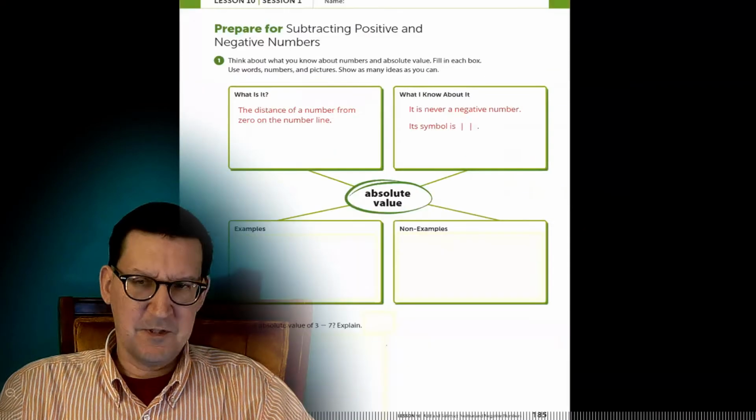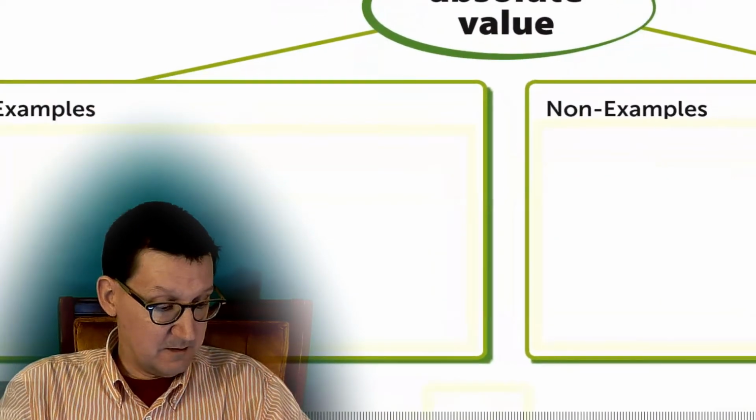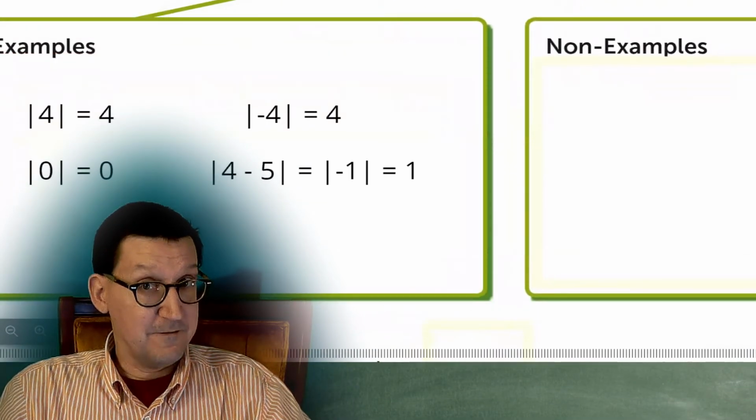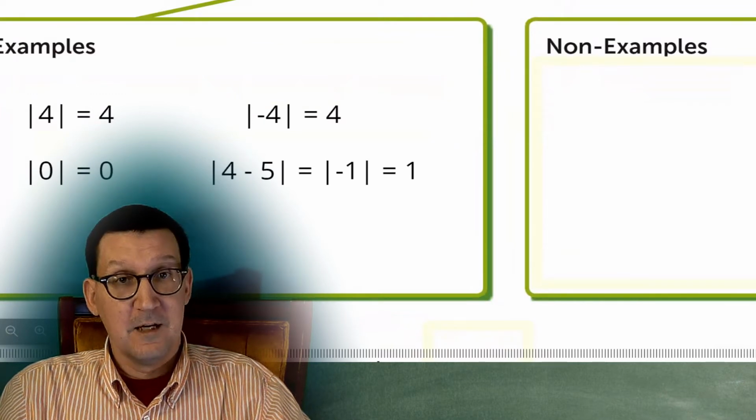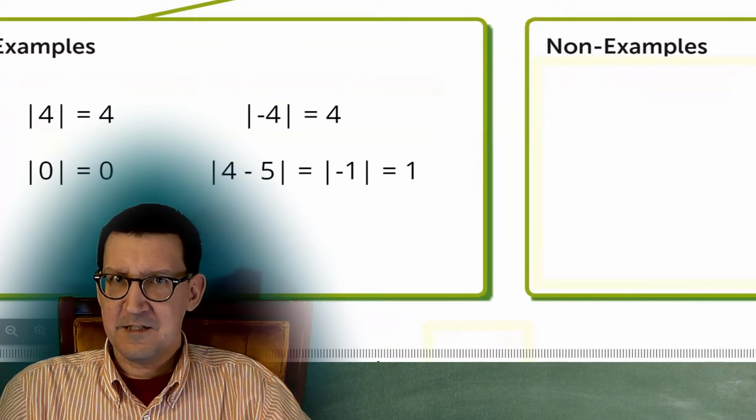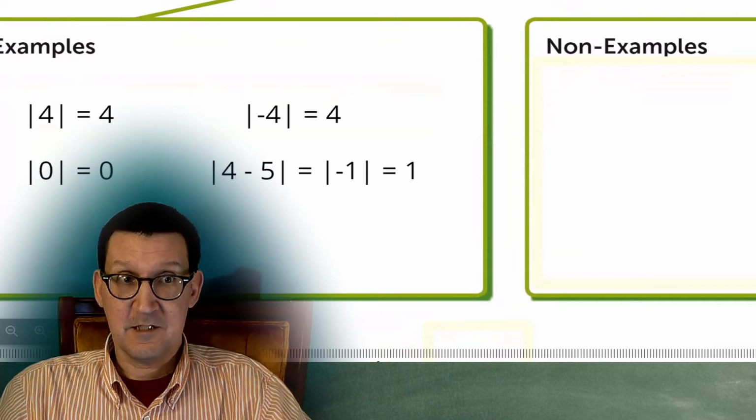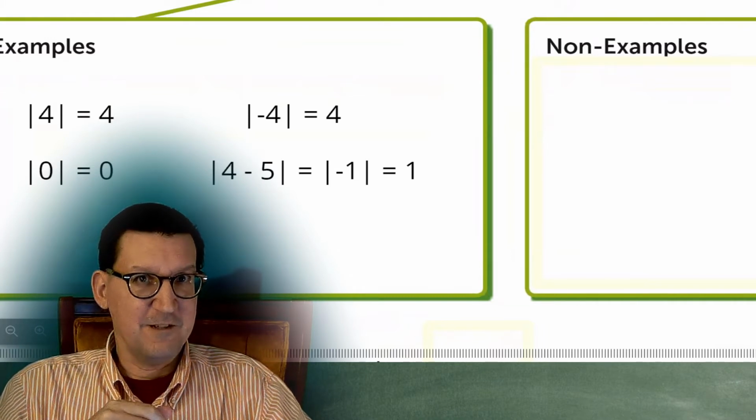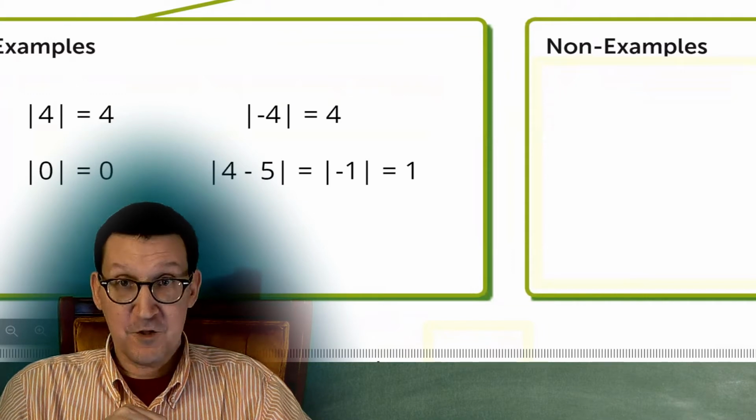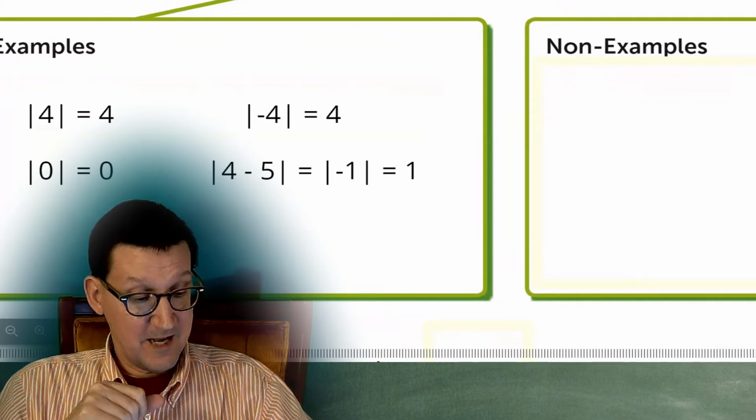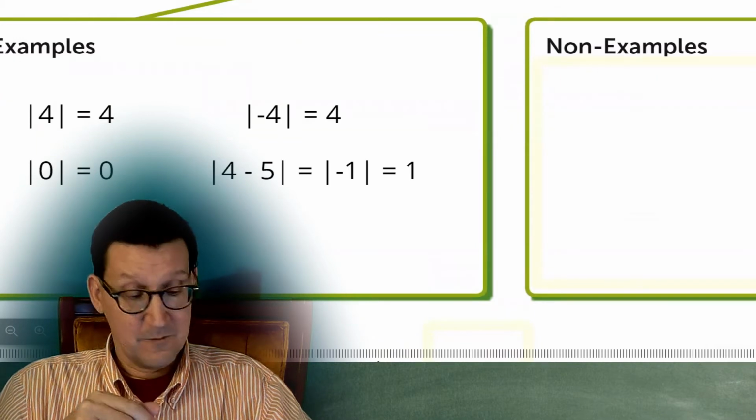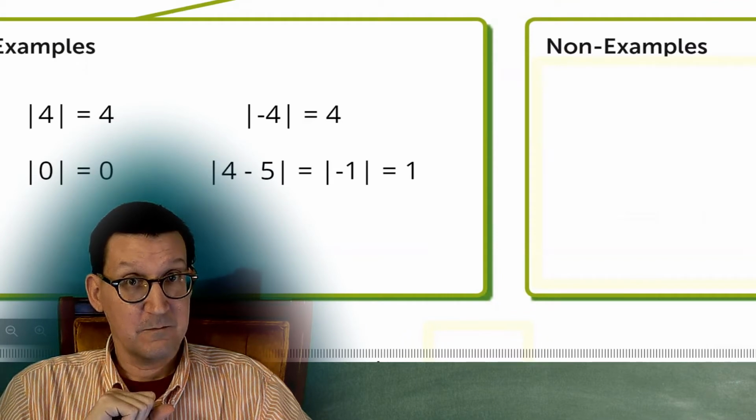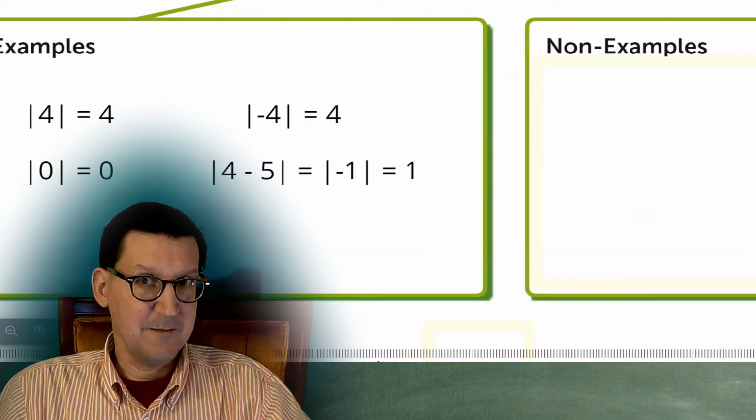So what are some examples of absolute value? Let's look at some examples. We have the absolute value of 4 is 4. The absolute value of negative 4 is also 4. What's the absolute value of 0? Well, if it's the distance of a number from 0, the distance from 0 of 0 is 0 units, right? So the absolute value of 0 just stays 0. You can also put expressions inside absolute value bars, like the absolute value of 4 minus 5, which is the absolute value of negative 1, which, if you take those absolute value bars off, just becomes positive 1. There's a couple examples of that.